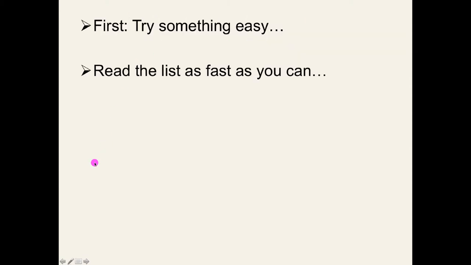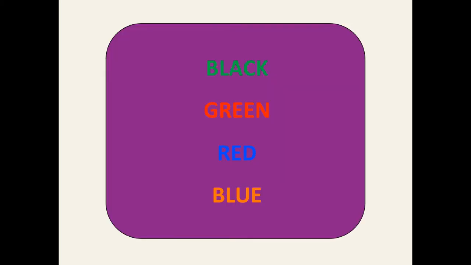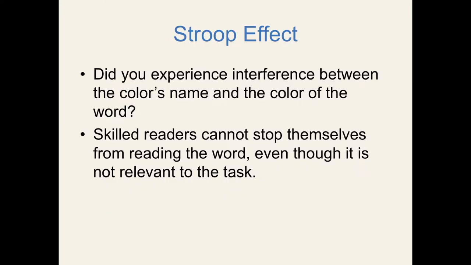Take a look at automatic and controlled processing in attention. So we're going to try something easy first. Just read the list of words as fast as you can. So that was probably pretty easy, right? Now we're going to change it up a little bit. Name the color each word is written in. Do not read the word. That was harder, I bet, right?